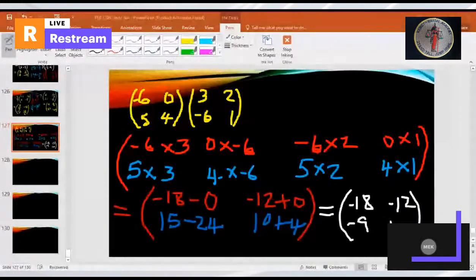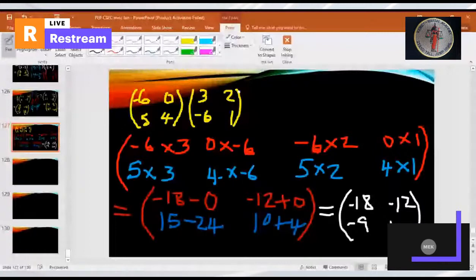Before we go on to another one, let's go over the bias. We're multiplying each row by each column. The first row is negative 6, 0. Rows go horizontally, so negative 6, 0 is in one row, and 5, 4 is another. The columns would be the 3, negative 6. Columns go vertically. And the 2, 1.